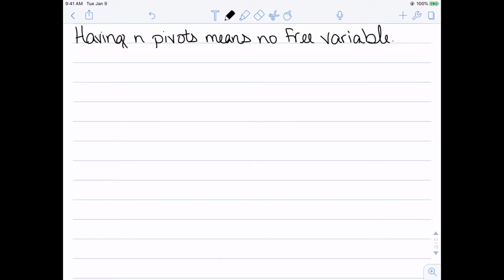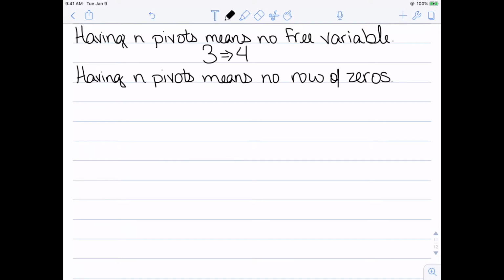And we know that having n pivots does mean that there's no free variable. And that tells me that 3 is going to imply 4. If I have n pivots, then I will only have the trivial solution, since to have a non-trivial solution, I would need free variables. We also know that having n pivots will also mean no row of zeros, since this is a square matrix. And that gives us that 3 implies 5. If we have n pivots, we don't have a row of zeros, which means Ax equal to b will always have at least one solution.